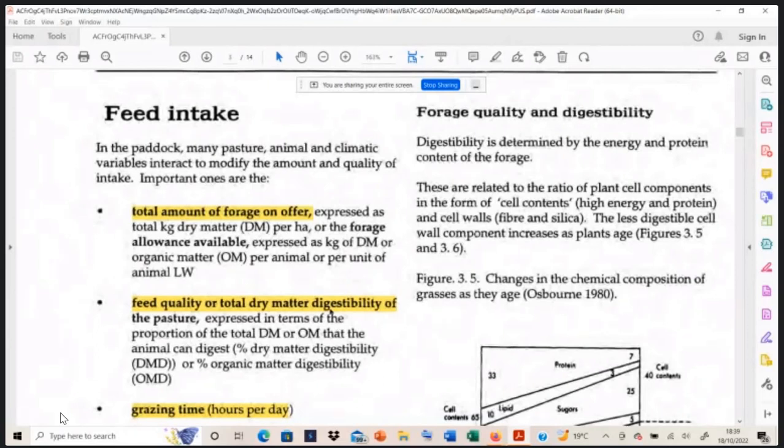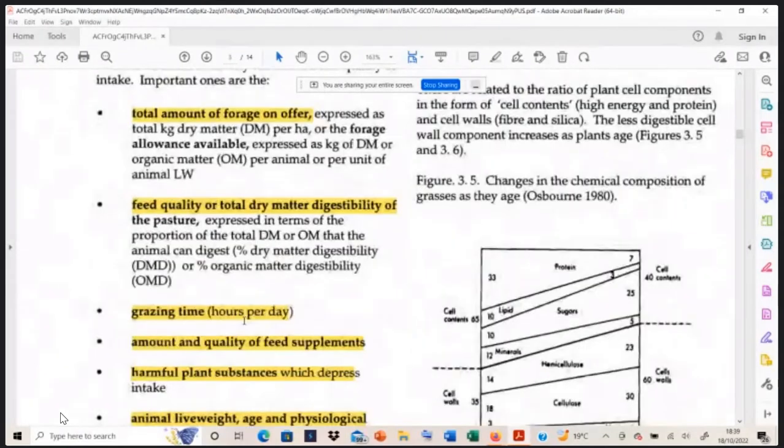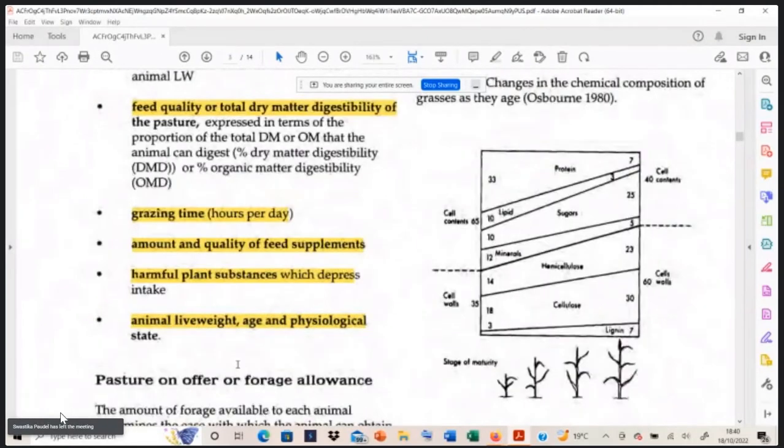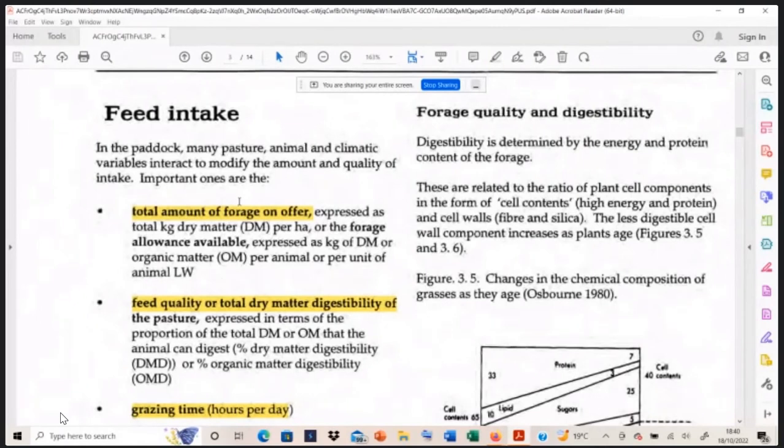raised by animals. And second is the feed quality or total dry-matter digestibility of a person. Third one is the allowable grazing time, how much time you allocate for grazing. Then the time of grazing, the grazing duration, then amount and quality of the feed supplement you provide, then harmful plant substances, and animal live weight, the growth stage, age, and physiological state of animals. They are critically important to estimate the feed intake.